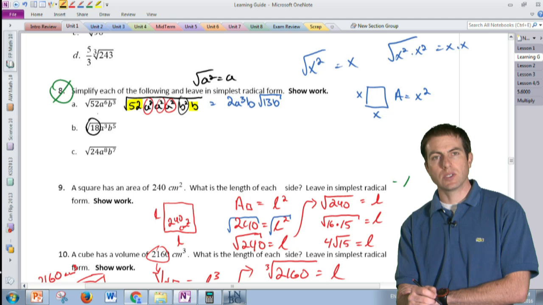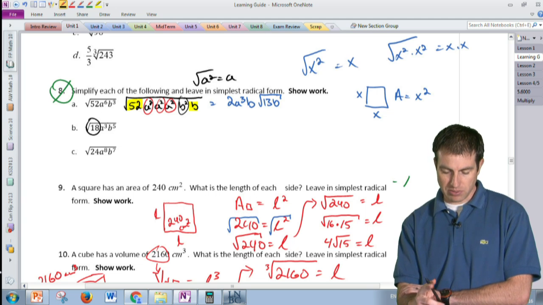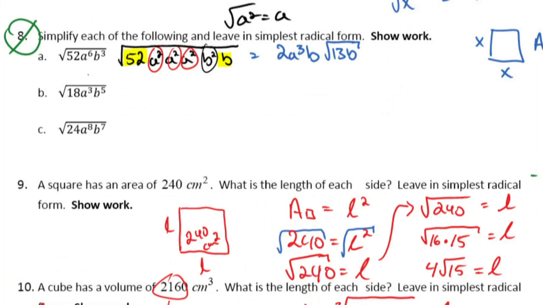Are there perfect squares that go into 18? Yeah, I can break that into 9 and 2. So I want to definitely do that. So maybe I'll just write another radical here. I have 9 times 2. So that is this 18. Now this a cubed, I'm going to write as a squared times a. We haven't really talked about exponent laws, but when we multiply our exponents, we just add them together. So I can do that.